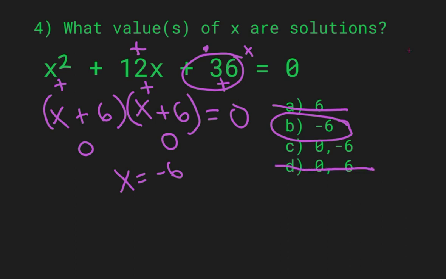Let me try 0 in here. 0 squared would be 0. 12 times 0 would be 0. 0 plus 36, still not equal to 0. So can't have this one either. So negative 6 would be the only one that would work. Because we're going to have something that will cancel out this positive 36 because we've got to come back down to 0. So we're going to have some negative in here to get rid of this big positive. So just a little strategy.